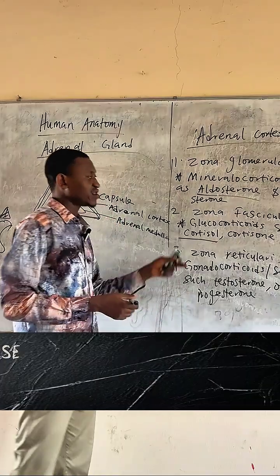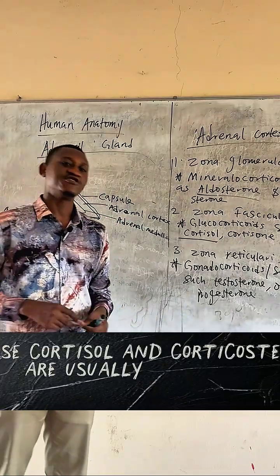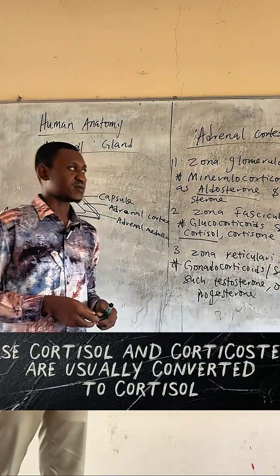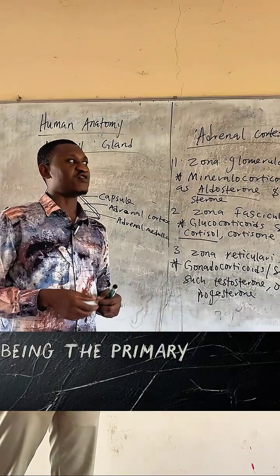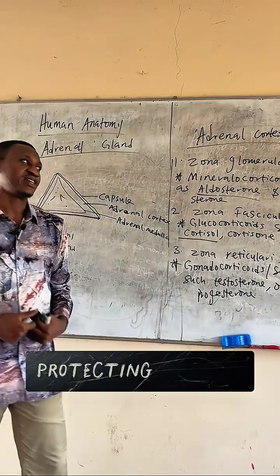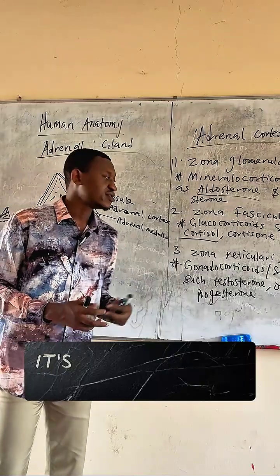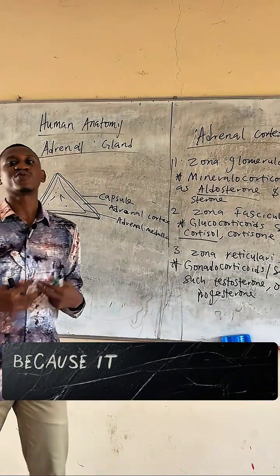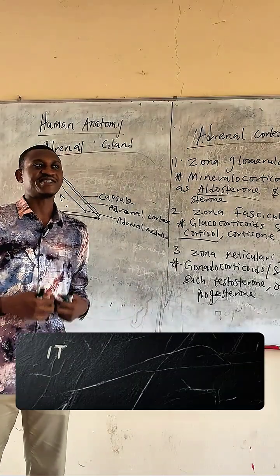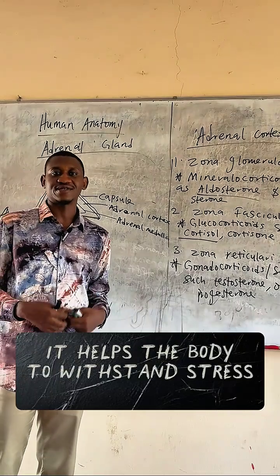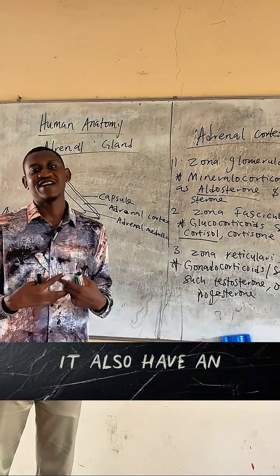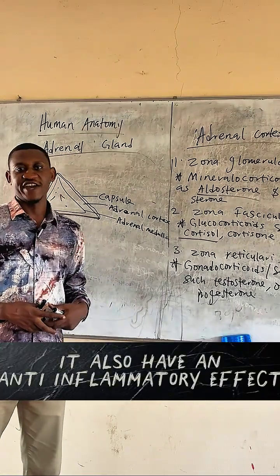Is cortisol, because cortisol and corticosterones are usually converted to cortisol. And cortisol, being the primary hormone, is also called a life-protecting hormone. Why do we call the cortisol life-protecting hormone? It's called the life-protecting hormone because it protects the body from stress. It helps the body to withstand stress and trauma. It also has an anti-inflammatory effect.